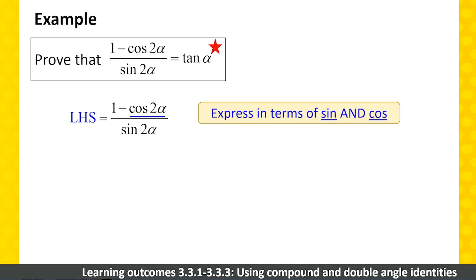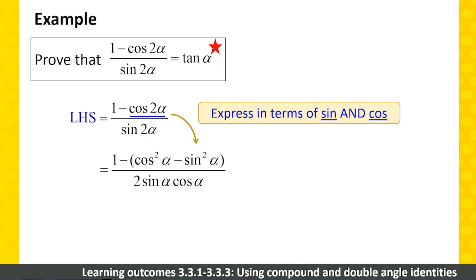Our right-hand side is tan alpha, and we know from our quotient identity that tan alpha equals sine alpha over cos alpha. This is another clue telling us to express the double angles in terms of both sine and cos. So, the next line equals 1 minus cos squared alpha minus sine squared alpha all over 2 sine alpha multiplied by cos alpha. We multiply out the minus sign on the outside of the bracket on the numerator to get 1 minus cos squared alpha plus sine squared alpha all over 2 sine alpha multiplied by cos alpha.